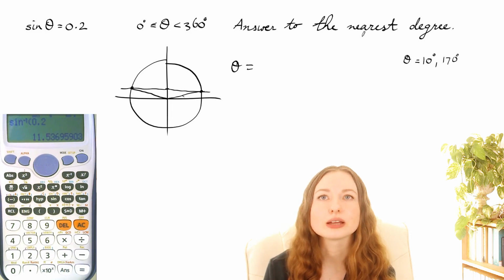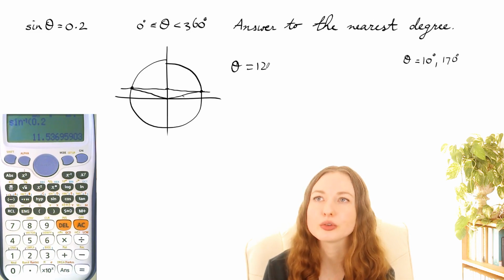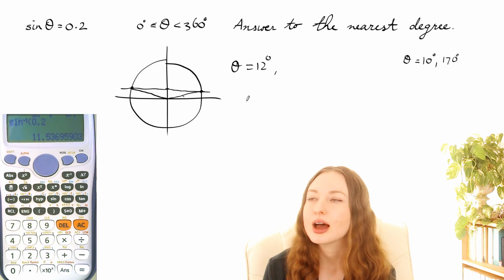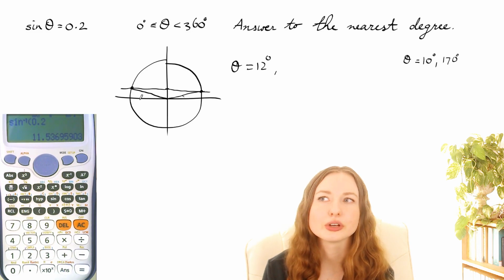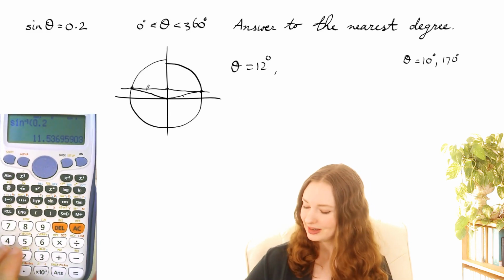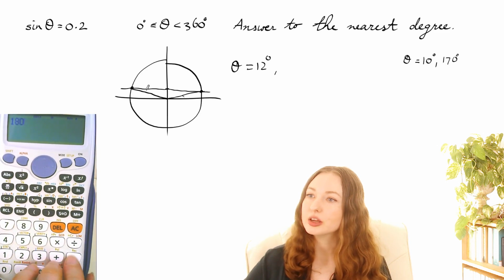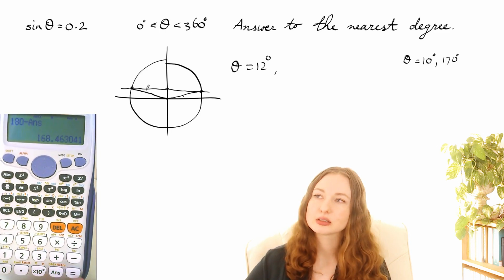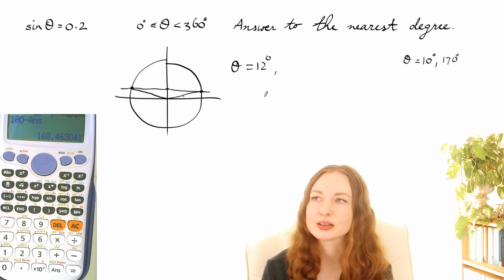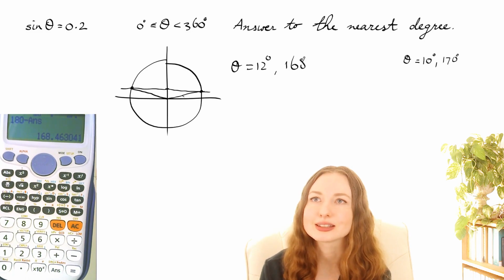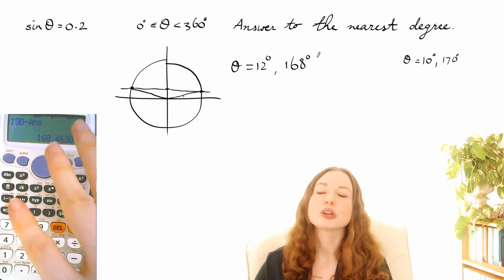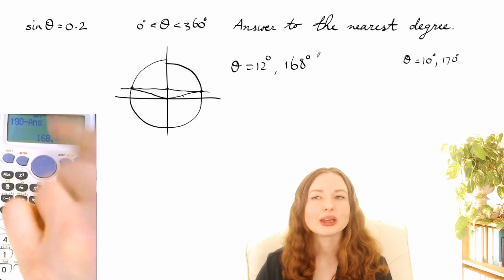Now we need to round that to the nearest degree, so that would be 12 degrees. And then to work out the other one, it's just 180 minus 12. So let's type that in. You can just go 180 minus the last answer. So 168. Now it's more or less the same on the TI and HP, so I'm not going to show you those as well.